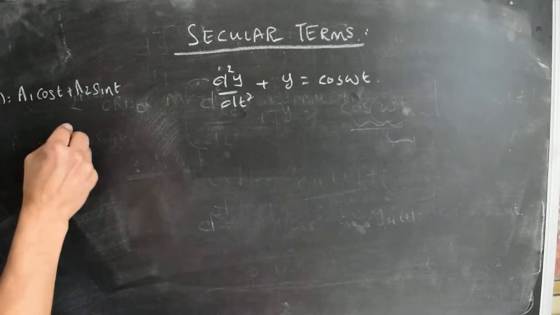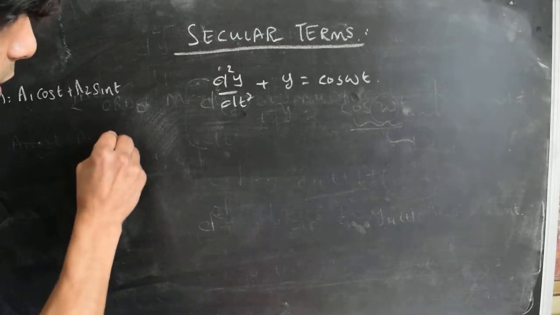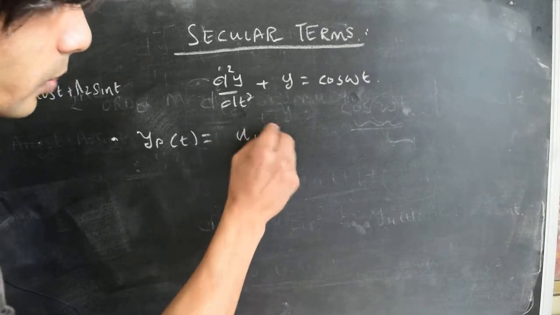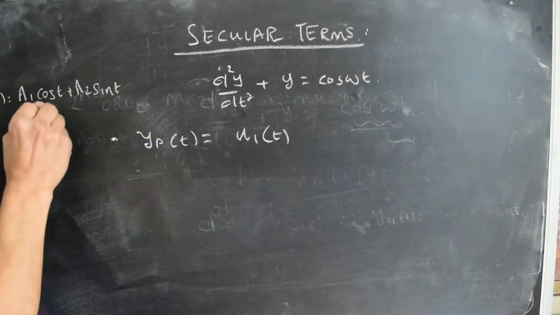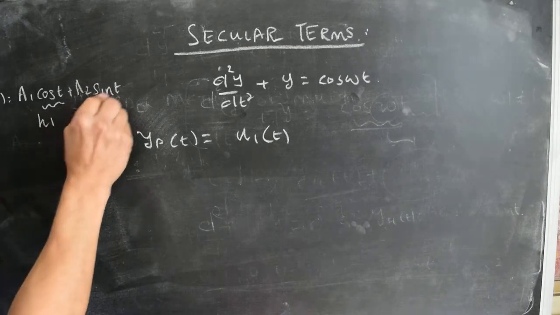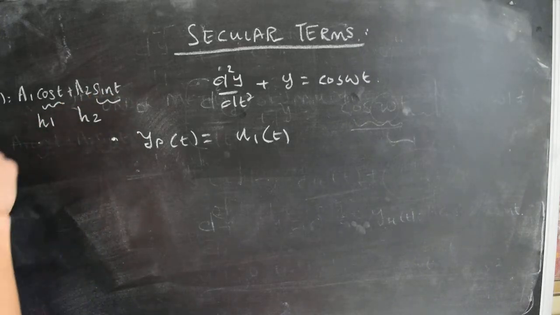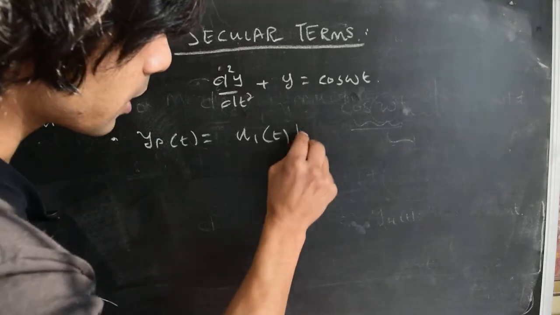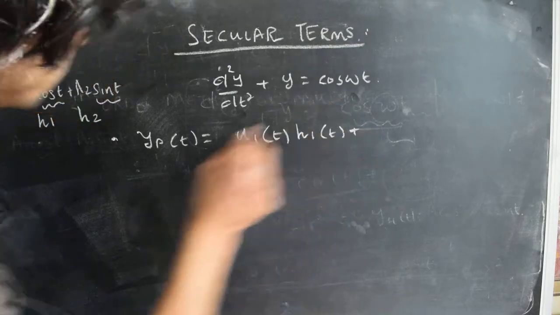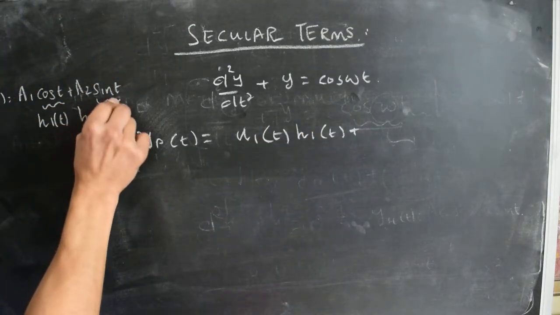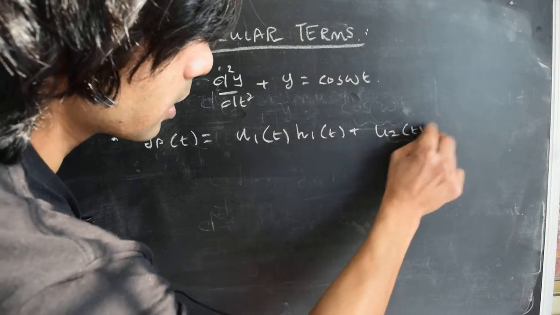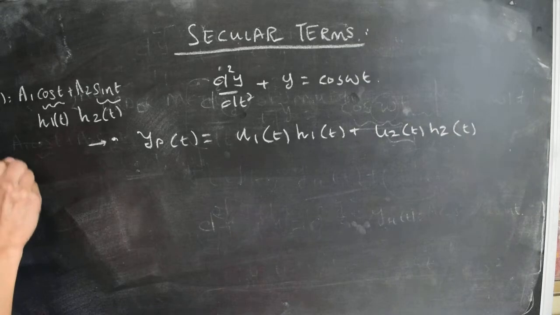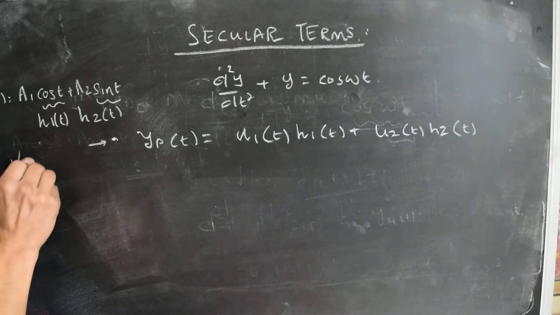So just as a reminder, in the method of variation of parameters, we are looking for a particular solution which is of the form some function u1 of time. And then let's just call cosine t the first homogeneous solution, h1, and sine of t the second homogeneous solution, h2. So the overall homogeneous solution is a superposition of h1 and h2, both functions of time. So we have u1 of t h1 of t plus u2 of t h2 of t.